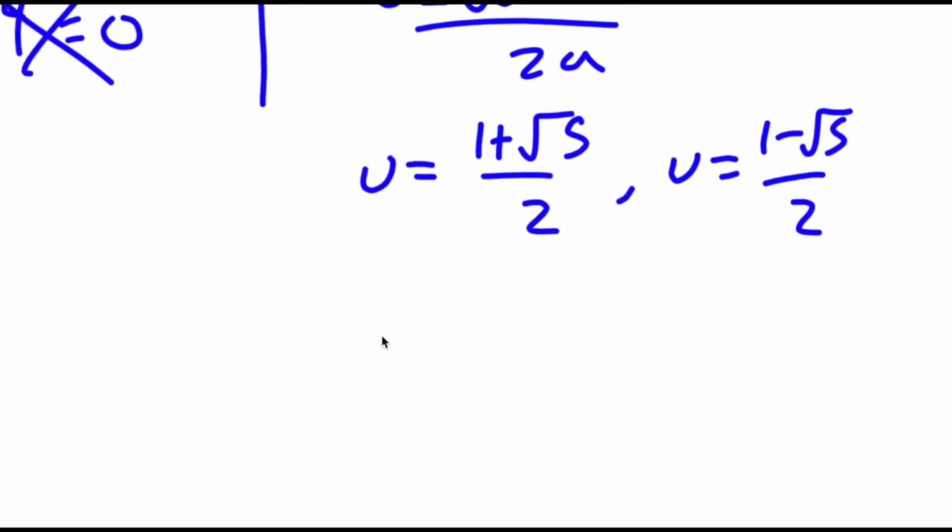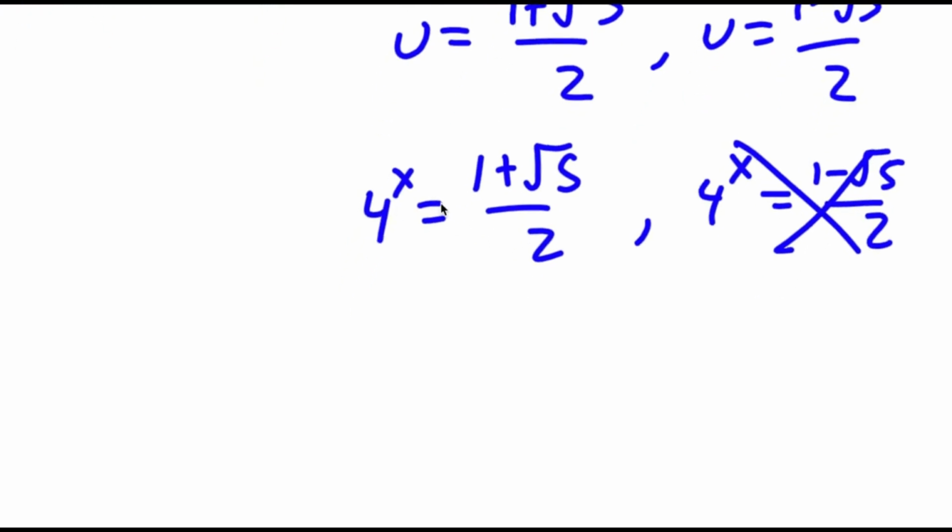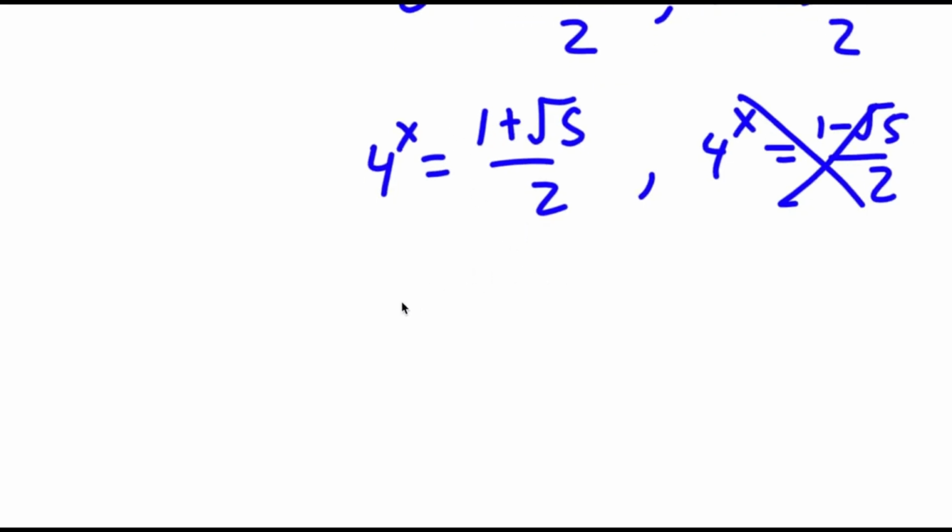So now I have 4 to the power of x is equal to 1 plus the square root of 5 over 2, and 4 to the power of x is equal to 1 minus the square root of 5 over 2. Well, 1 minus the square root of 5 is going to be a negative number, and you can't take the power of a positive number and make it negative, so this is no solution as well. So I'm left with 4 to the power of x is equal to 1 plus the square root of 5 over 2. And to solve this, I'm going to take the log on both sides.